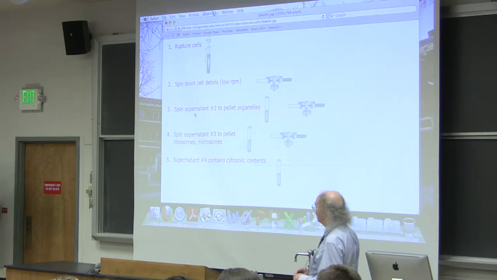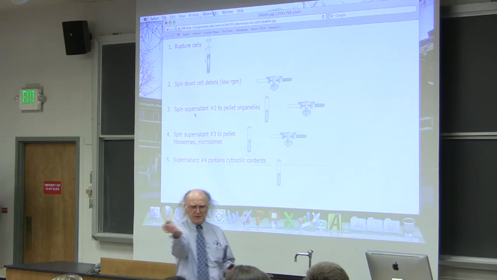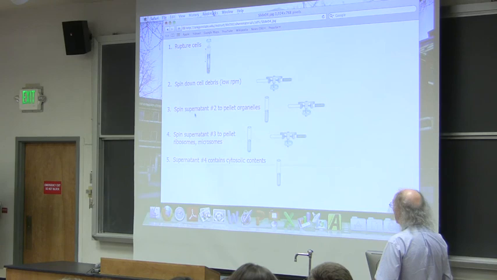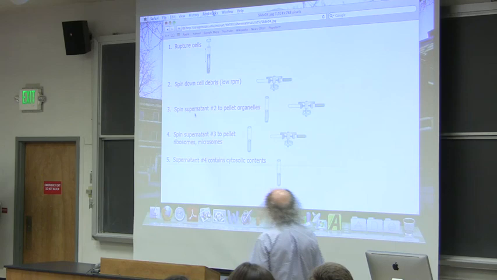So the first step in the process involves rupturing. I have to do something to rupture the cells. This shows something called a dowser, which you don't need to know the name of, but it basically squeezes the cells against the glass tube, and that squeezing ruptures some of the cells. More commonly, people will use a sonicator, sonic sound waves to physically break open the cells.